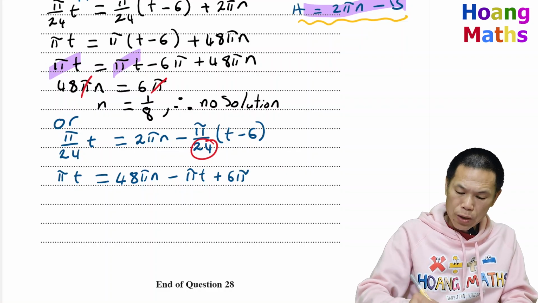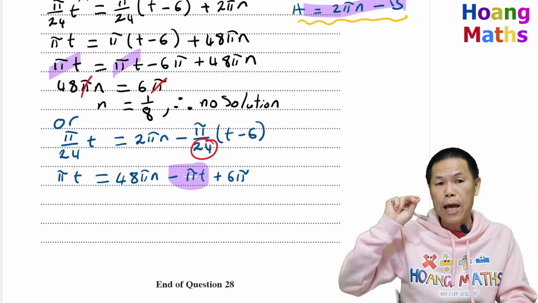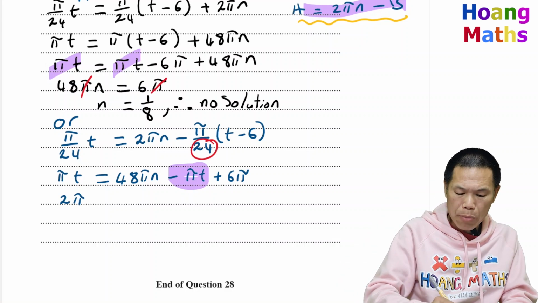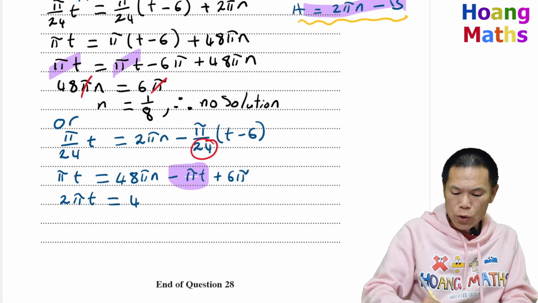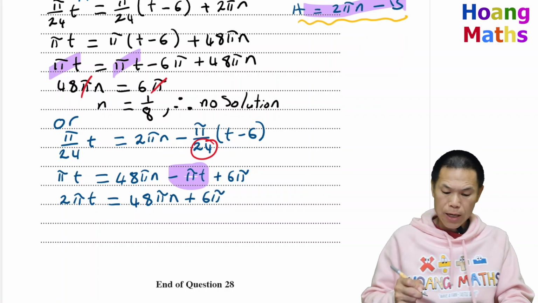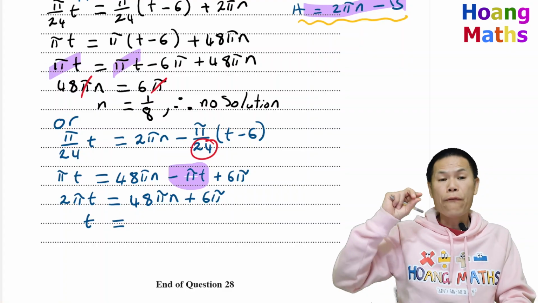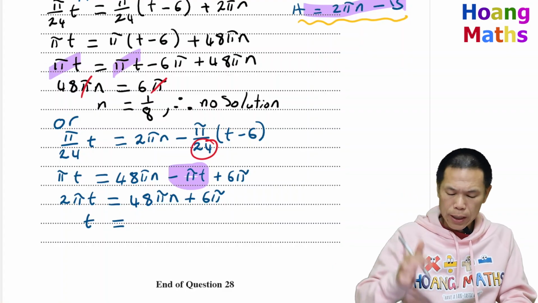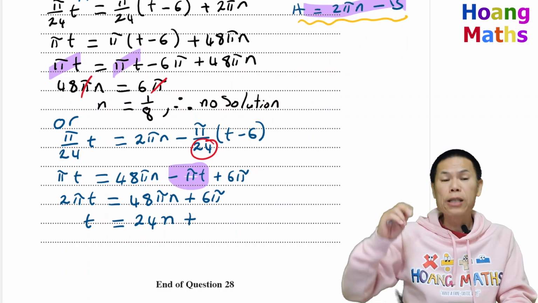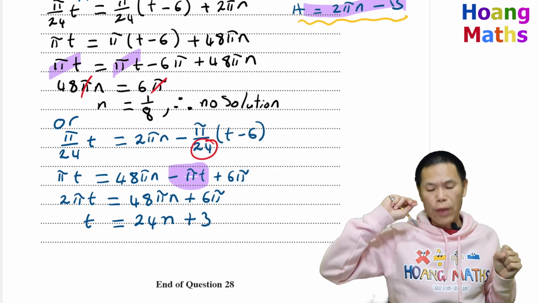And I move the negative pi t to this side, it becomes pi t plus another pi t, so 2 pi t. So 2 pi t is 48 pi n plus 6 pi. And I divide everything by 2 pi. So t is equal to 48 divided by 2, which is 24, the pi cancels out, and 6 pi divided by 2 pi gives me 3. So there you go, that is t.